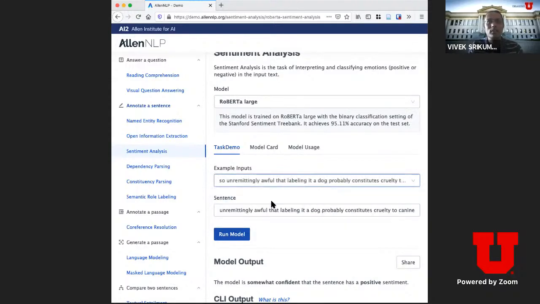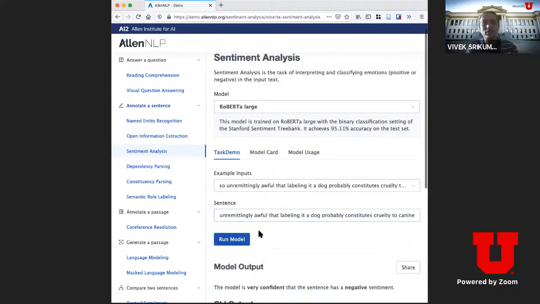Let's use, here's the sentence, so unremittingly awful that labeling it a dog constitutes cruelty to the canine. I don't know what this is about, but I can say for sure that this person does not have a positive emotion, and this model gets it right.